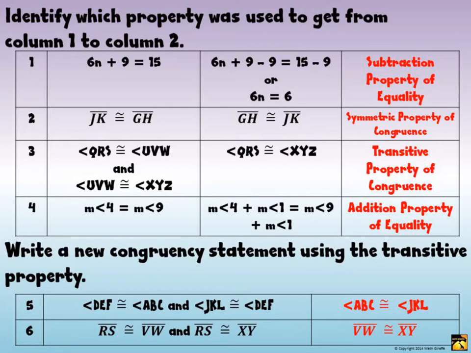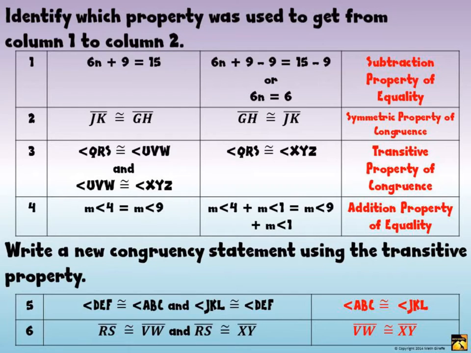Number 4. Measure of angle 4 is equal to the measure of angle 9. Notice they put in the M there. That's because these are talking about actual geometric figures, and when you put a measure, you're talking about a number, and so therefore you can have an equal sign. So we have the measure of angle 4 equals the measure of angle 9, and we see here that they added the measure of angle 1 to both sides of our equation. That is the addition property of equality. Very important that we understand that with these figures here, we cannot use an equal sign because they're not talking about a measure here. And so notation is extremely important in geometry.